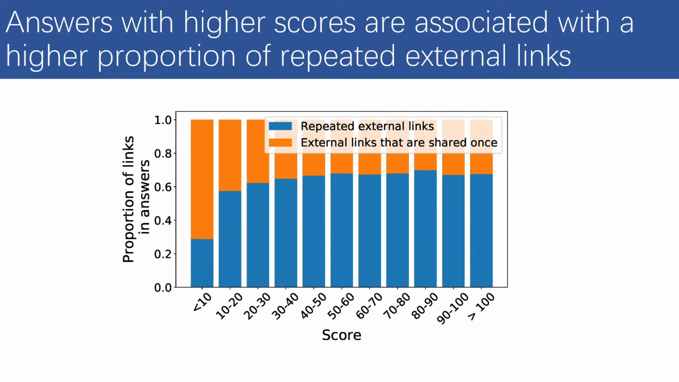This figure shows the proportion of repeated external links among the links that are shared in answers with different scores. We observe that answers with higher scores are associated with a higher proportion of repeated external links. More specifically, among the answers and the accepted answers with external links, the proportion of repeated external links and the answer scores are significantly positively correlated.